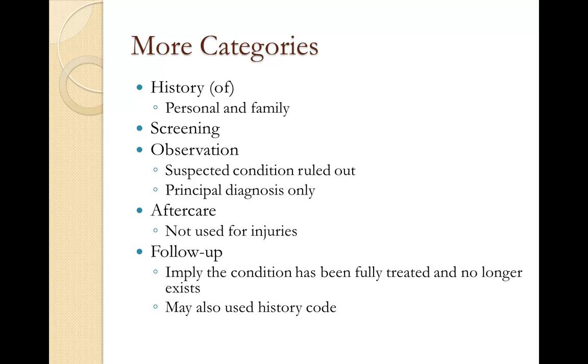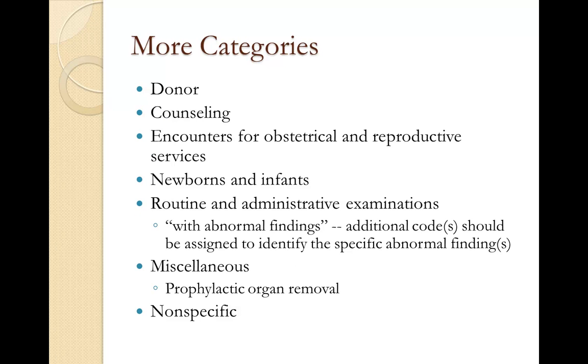We do still have aftercare codes, but as I mentioned in the injury chapter, we're not using those for injuries because we have that 7th character extension instead. We also still have our follow-up codes. So follow-up is going to indicate that the injury has been treated, and they're just looking to see if there's any sort of recurrence or anything like that. And you can also use a history code with these. We also still have our donor categories. Counseling codes are in this section.